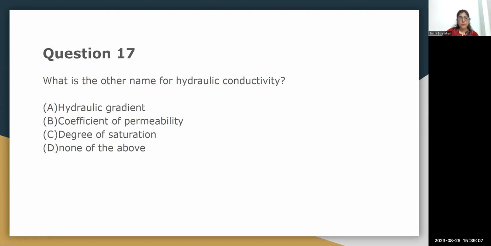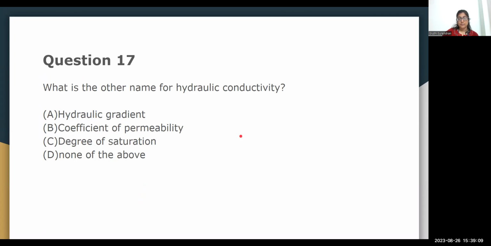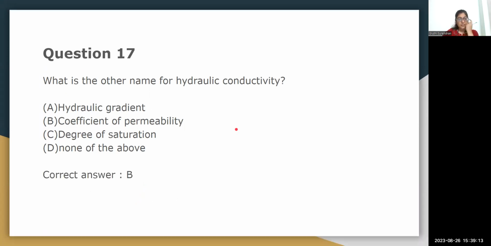Correct, it's coefficient of permeability. This we had seen in previous sessions, as well as today, when we discussed permeability. The correct answer is option B.